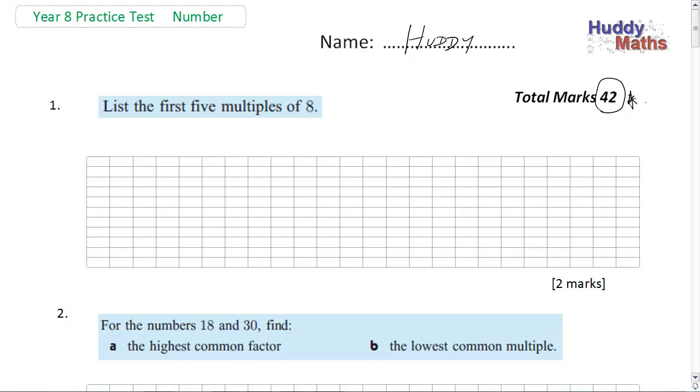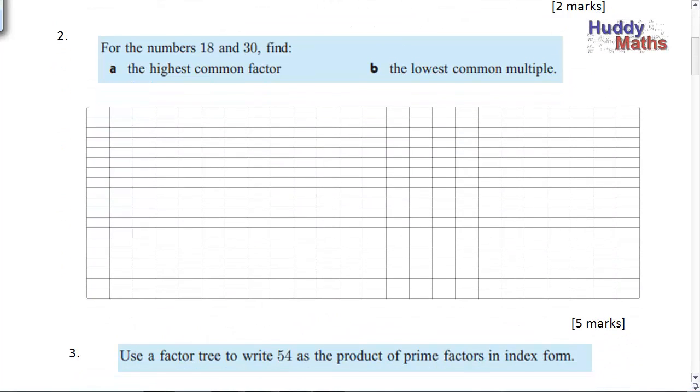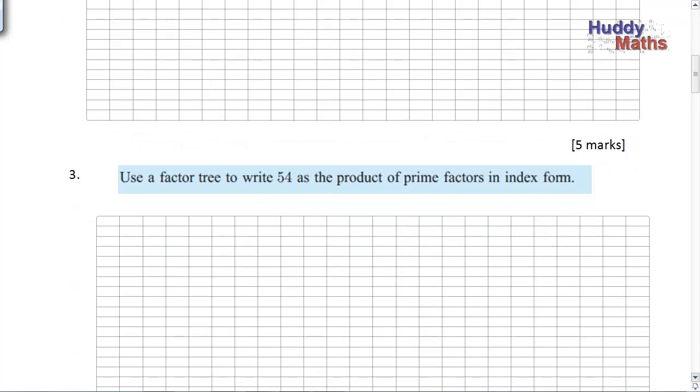Are you ready? There's your first question, question 1. List the 5 multiples of 8. Pause it, have a go. Coming down now, question 2. Okay, pause it, have a go. Question 3.